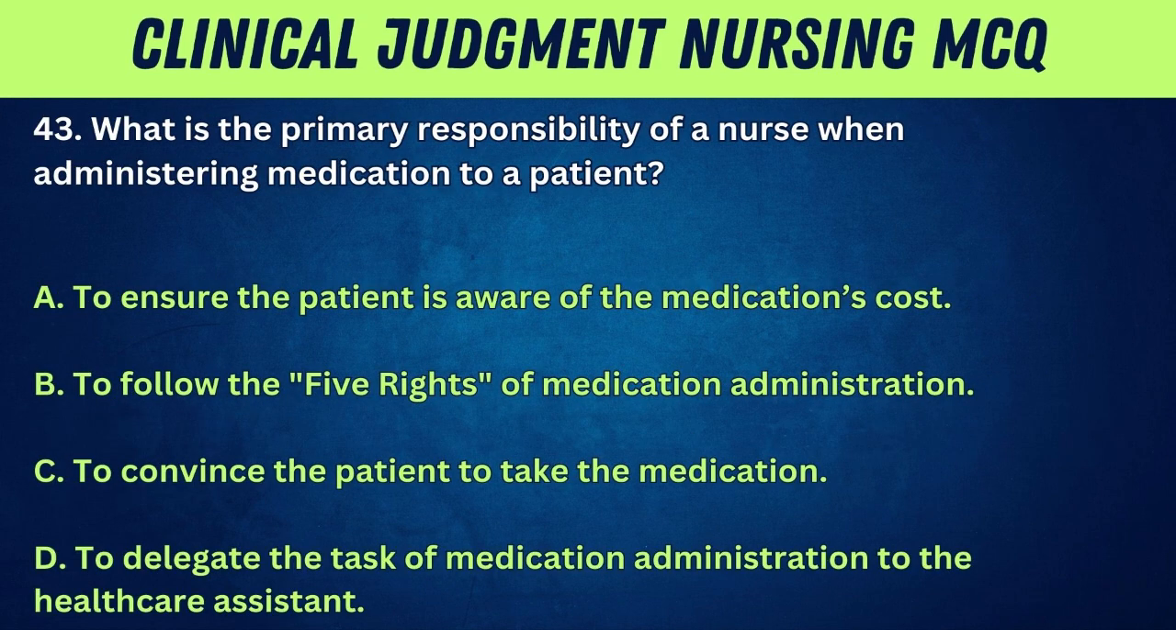43. What is the primary responsibility of a nurse when administering medication to a patient? A. To ensure the patient is aware of the medication's cost. B. To follow the 5 rights of medication administration. C. To convince the patient to take the medication. D. To delegate the task of medication administration to the healthcare assistant.